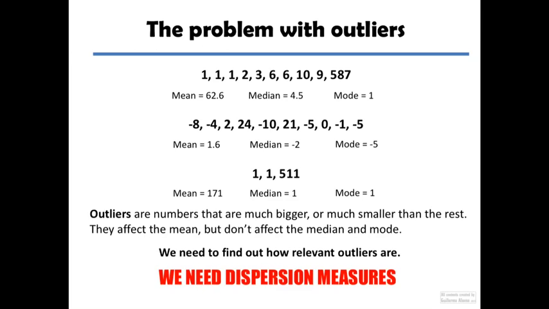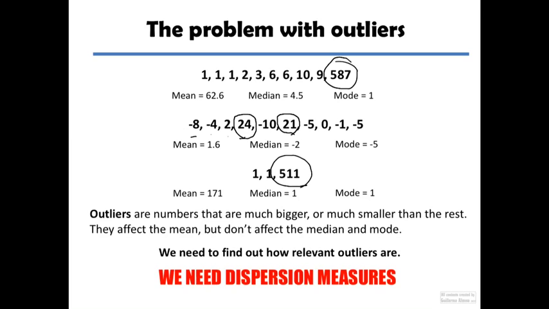So to understand why we have to deal with dispersion measures, we're going to start talking about the problem with outliers. So what are outliers? Outliers are numbers that are much bigger or much smaller than the rest. For example, here we have 587. And here we have a lot of numbers which are roughly around the middle, and then we have 24 and 21. They're not quite as exaggerated as outliers, but again, we can see that these are a little bit more than the rest. This is a very exaggerated example, 511 here.